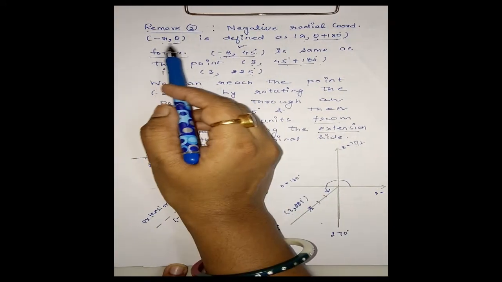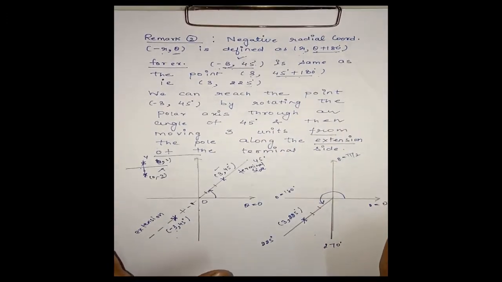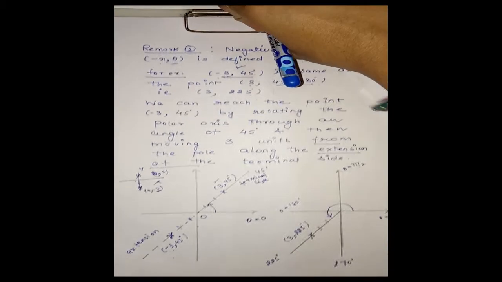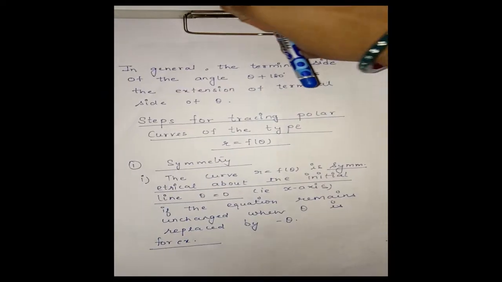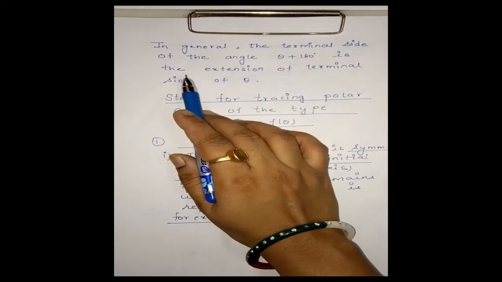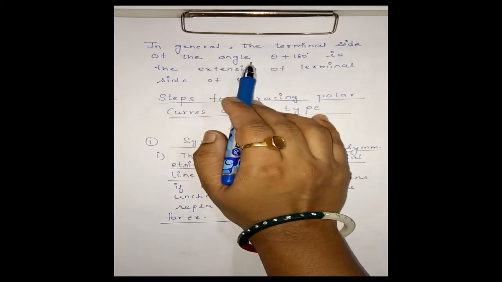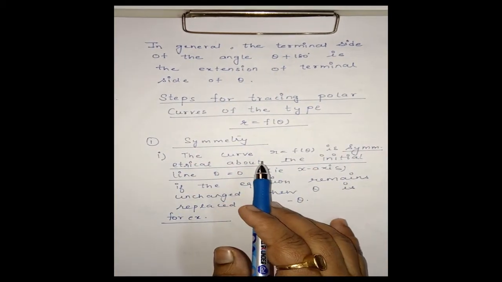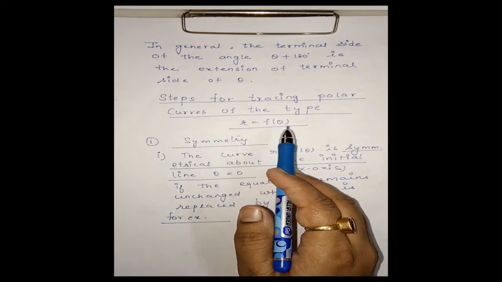Okay, this is my second remark. Minus r, theta is defined as r, theta plus 180 degree. Clear? Now, we can say in general, the terminal side of the angle theta plus 180 degree is the extension of terminal side of theta. The terminal side of angle theta plus 180 degree is the extension of the terminal side of theta. Okay, clear? Now we come to the tracing of polar curves.